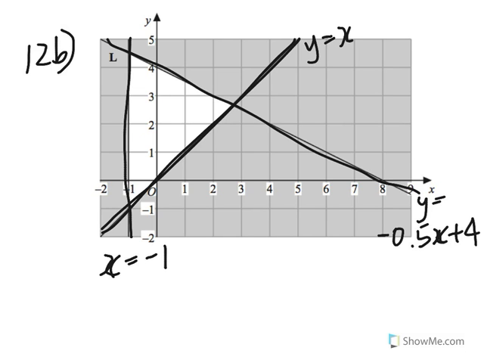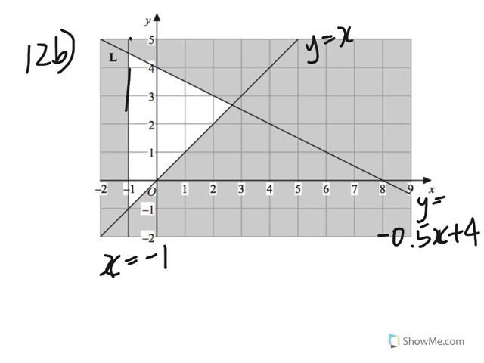I'm pretty sure you guys know this because it's a straightforward line, going 0, 0, 1, 1, 2, 2, 3, 3. The points are like that. So they're directly proportional, whatever you'd like to say. So your 3 lines are y equals x, y equals negative 0.5x plus 4, and x equals negative 1. Now, let's deal with this one first over here.